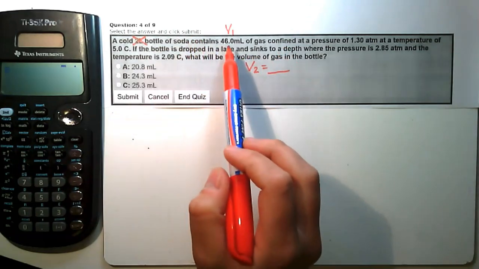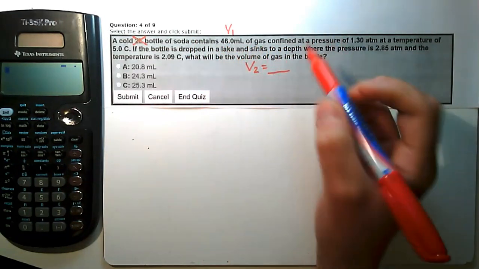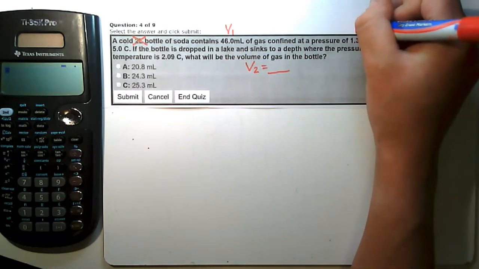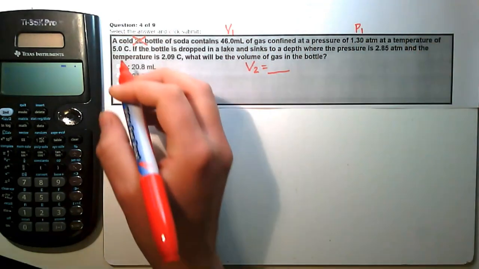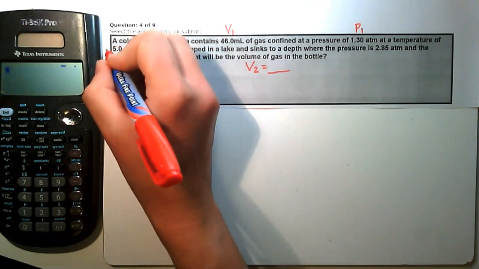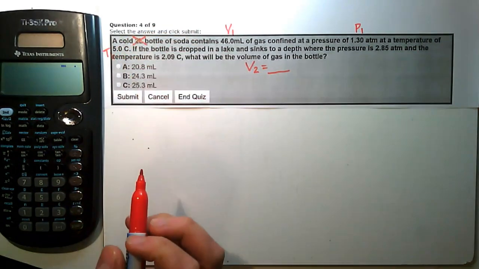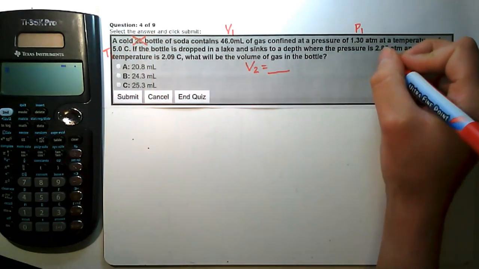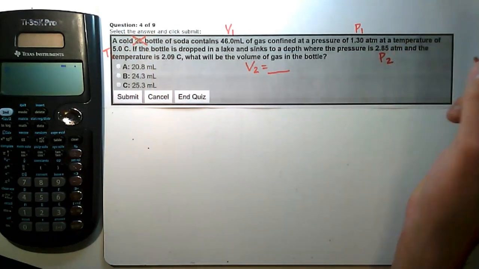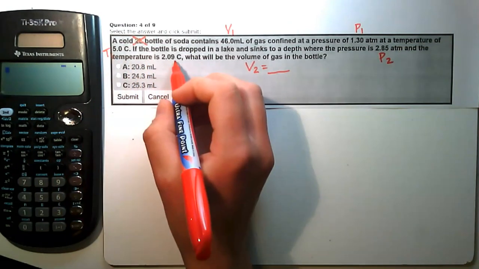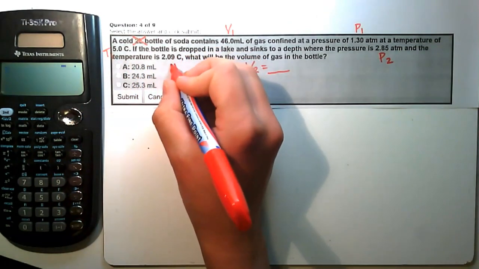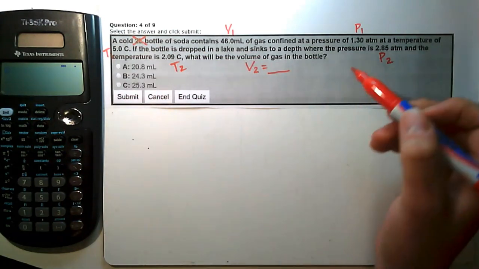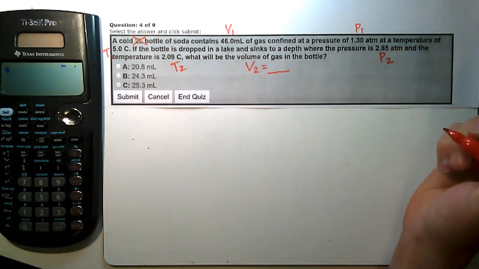Okay, so the 46 milliliters of gas is confined at a pressure of 1.3 atm, so that is our P1 value, and a temperature of 5 degrees Celsius. So there is our T1 value. The bottle is dropped in the lake, sinks to a depth where the new pressure, P2, is 2.85, and the new temperature is 2.09 degrees Celsius. So there's our T2. What will be the volume? We already determined that. So this is another combined gas law problem.